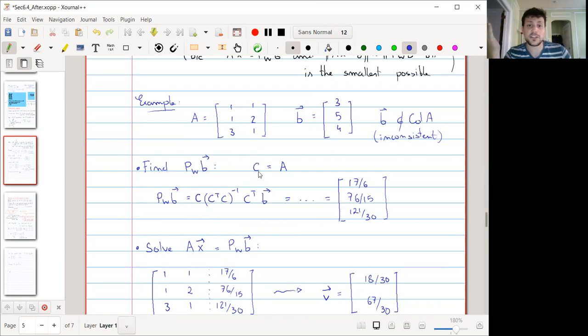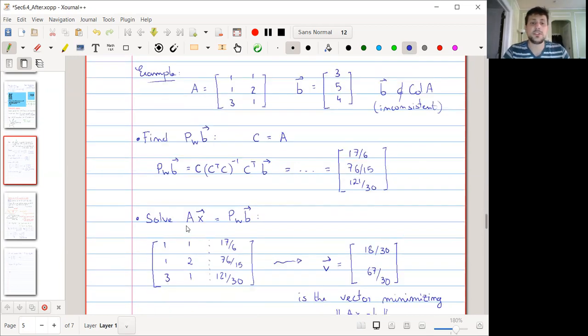The projection of B onto W is the usual computation. You pick a matrix C whose columns are a basis for the column space of A. In this case, you can use the matrix A itself. So C and A are the same. Then we have a formula for the projection matrix, which is given by C times (C transpose C) inverse times C transpose. Multiply that to B. I omit all the computations here, but what you should get is 17 over 6, 76 over 15, and 121 over 30.